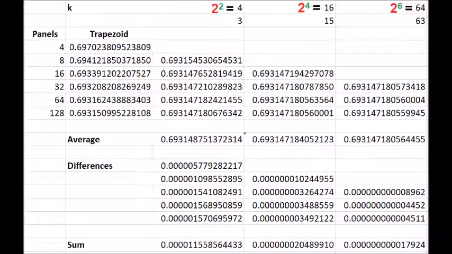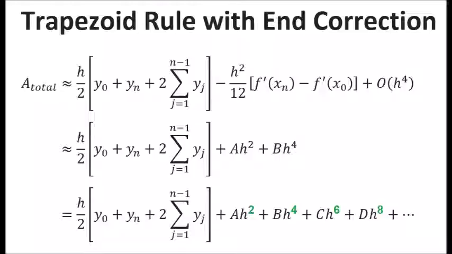So notice the pattern here in green. 4 equals 2 squared. 16 is 2 to the 4th. 64 is 2 to the 6th. Looks like every even integer. 2, 4, 6. That should make sense. Look in green. H to the 2, 4, 6, and 8.